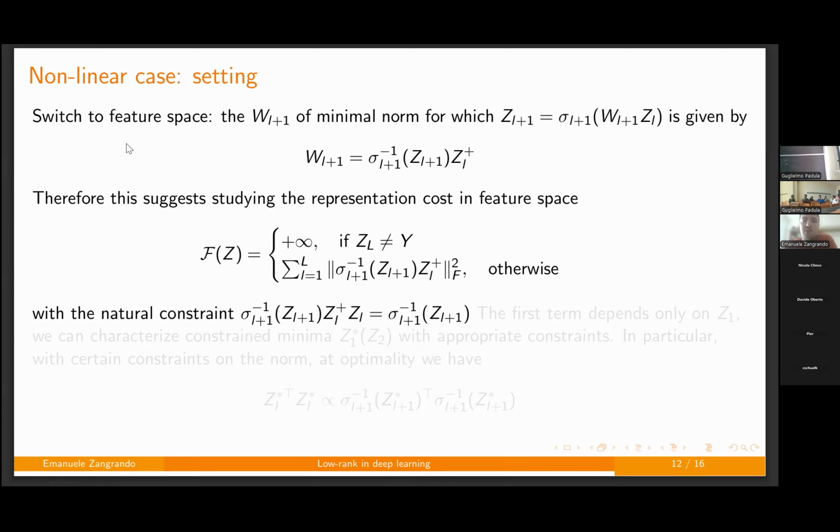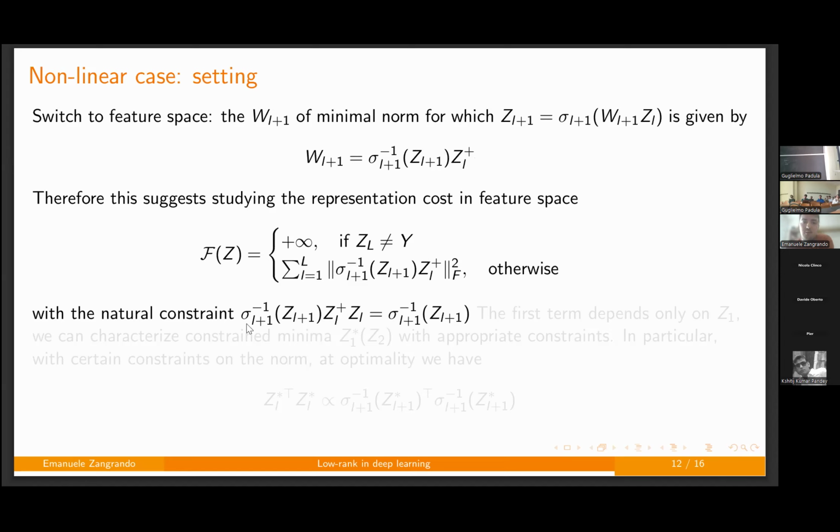The idea, as I said before, is to switch the attention to feature space. So we have our matrices W_{L+1}, and we would like to look for the W_{L+1} of minimal norm, which essentially represents the layer. So it maps Z_L to Z_{L+1} through itself and the nonlinearity. And assuming that the nonlinearity is invertible, this is given by this expression here: sigma_{L+1} to the minus 1 of the layer after, multiplied by the pseudo-inverse of the feature matrix before. There is a constraint, however, that needs to be taken into account, and it's this constraint here, which is natural. When we multiply this expression on the right by Z_L, we get W_{L+1} times Z_L, and we would like it to return sigma_{L+1} to the minus 1 of Z_{L+1}.